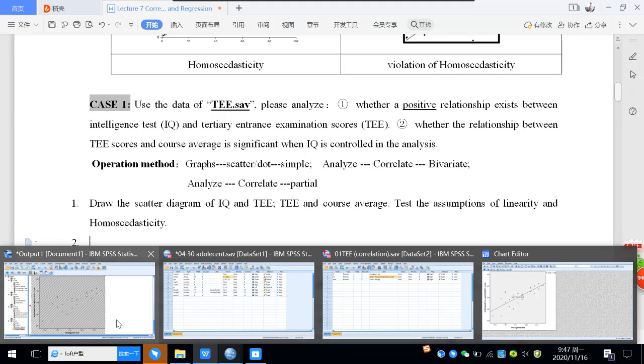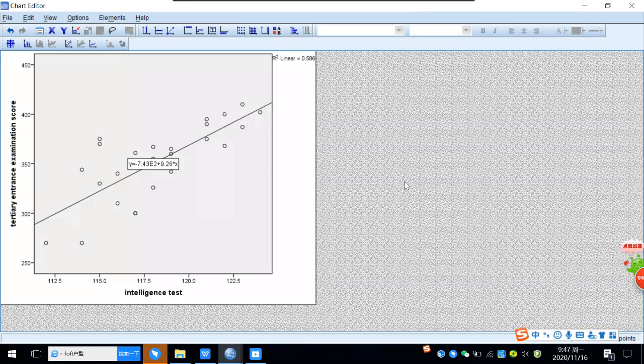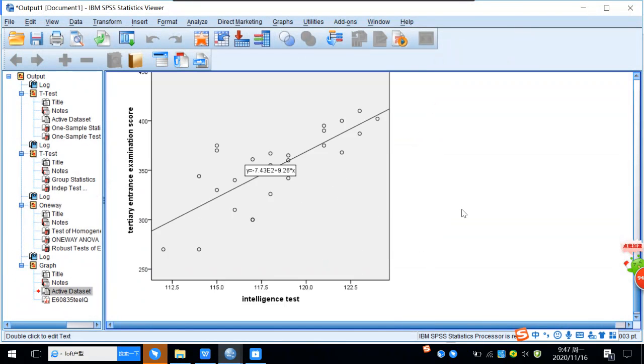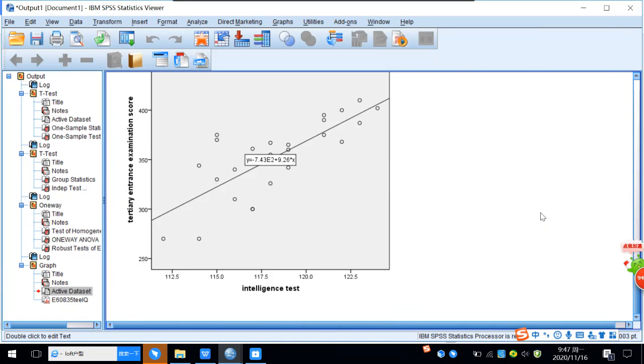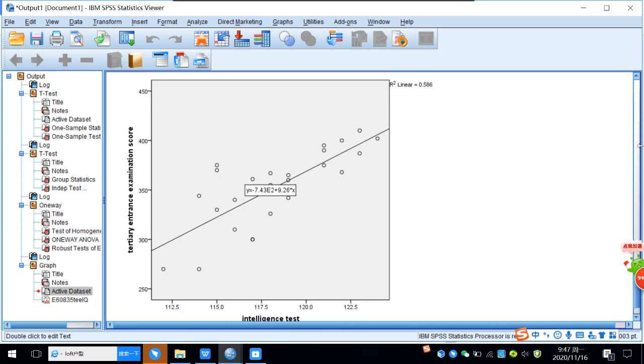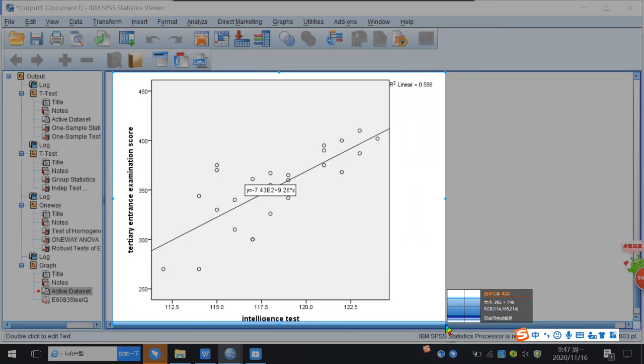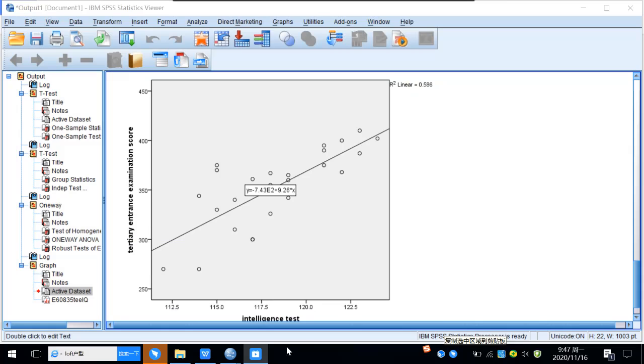Here is the result. You can copy the result and analyze, draw conclusion.